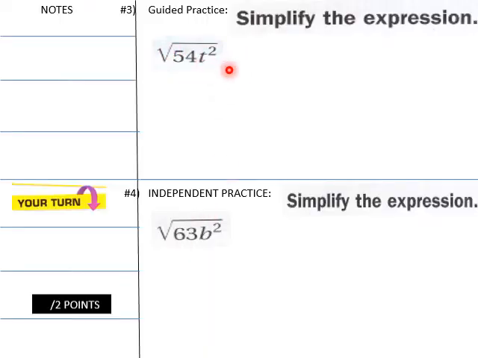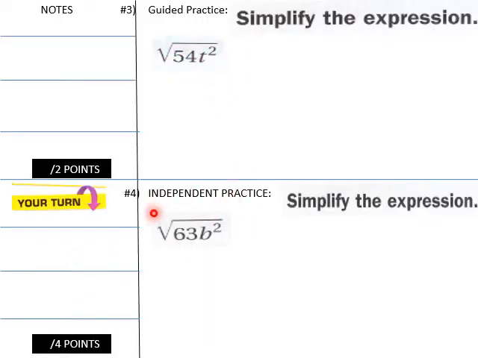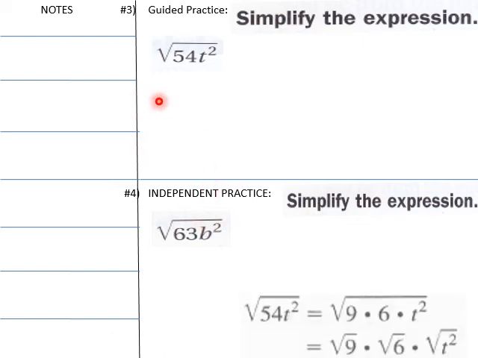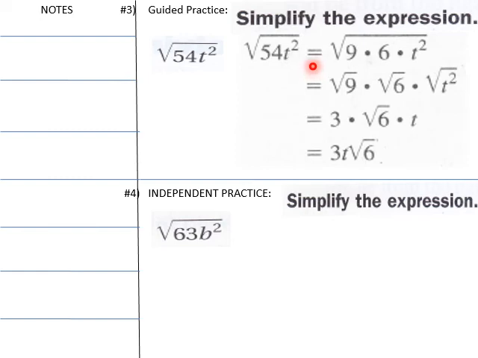Okay, now we're going to do a couple of these here. Students, this is yours, so pay attention. Our guided practice here, radical 54t squared. 9 times 6 times t squared. Then we put each one of these under the radical. That's an important step right here. And then this becomes 3, this becomes t. This stays radical 6, so we have 3t radical 6.